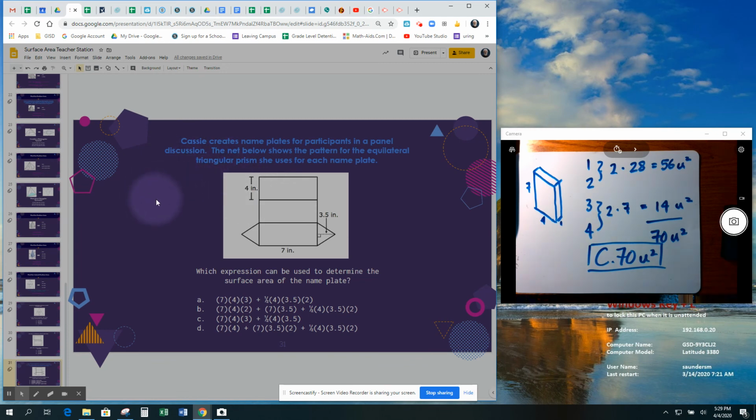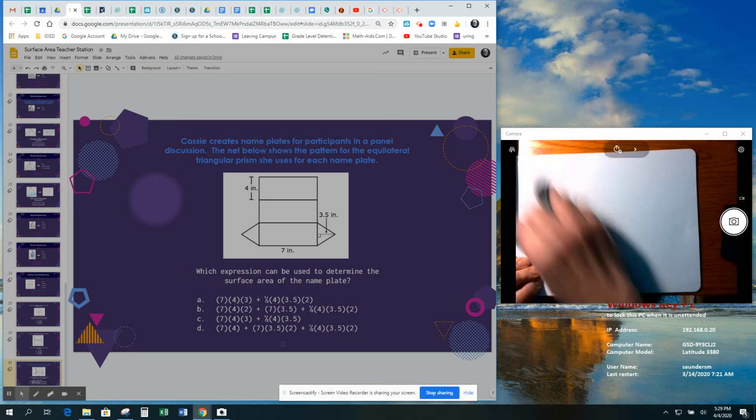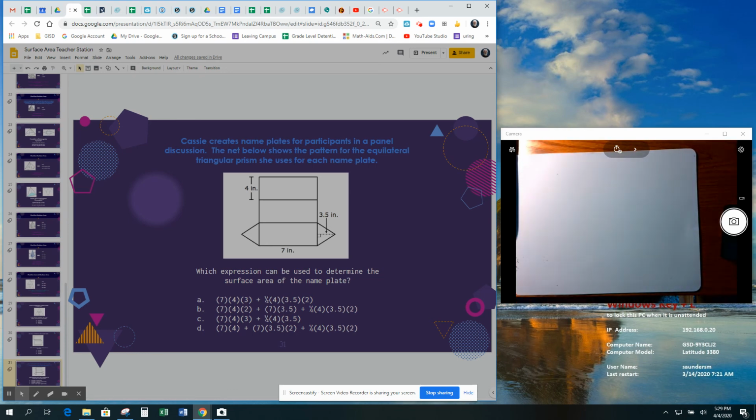Last problem. Cassie creates nameplates for participants in a panel discussion. The net below shows the pattern for the equilateral triangular prism she uses for each nameplate. Equilateral means that all 3 sides are the same. So if we know this side, it looks like it's 4 inches, 4 inches, 4 inches, and 4 inches. Okay? So all 3 sides have to be the same.